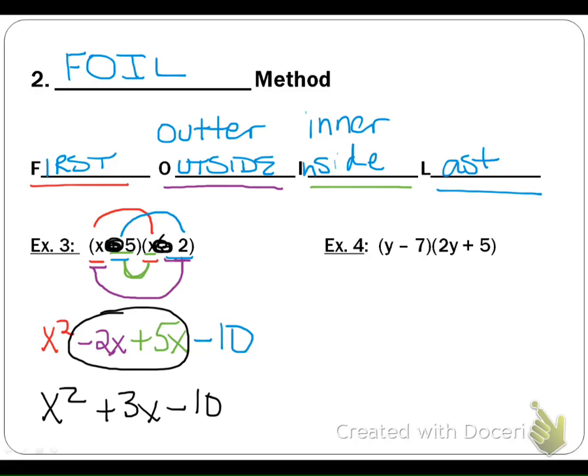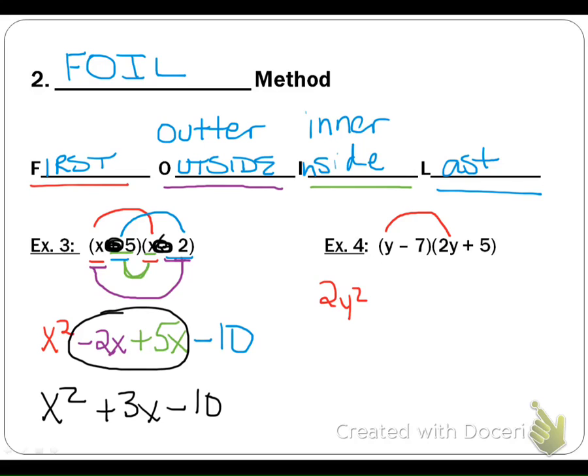Let's try another one. So remember our phrase: first, outside, inside, last. So the first thing we need to do is our first two terms. Those two right there. So y times 2y is 2y squared.